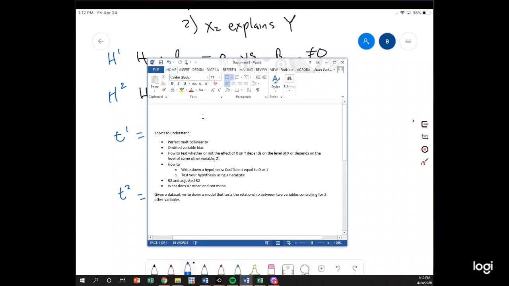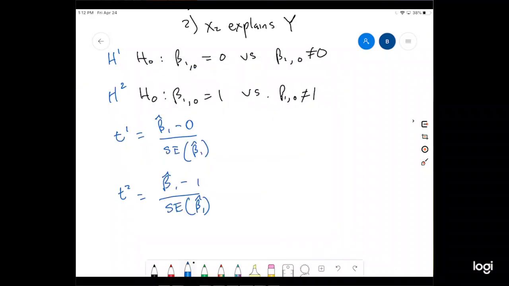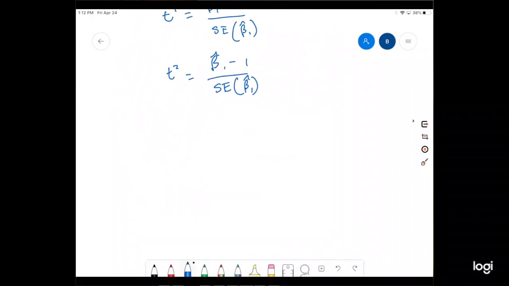Then also r squared versus adjusted r squared. Remember that the adjusted r squared, which we write with a little bar over it, is always less than or equal to the regular r squared. This is a key thing to remember. The reason is the adjusted r squared adjusts for the addition of more variables in the model.